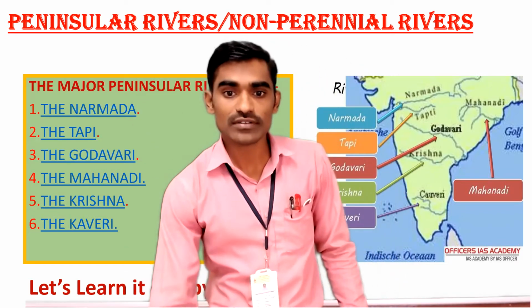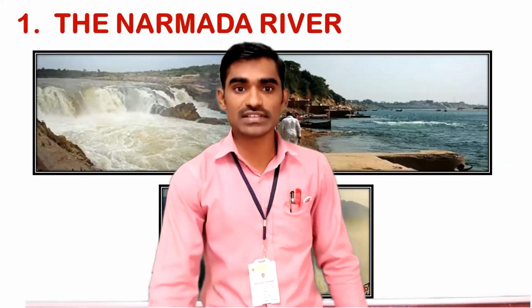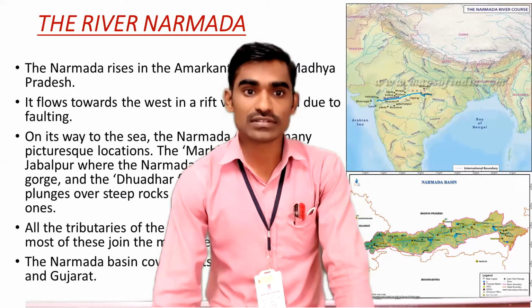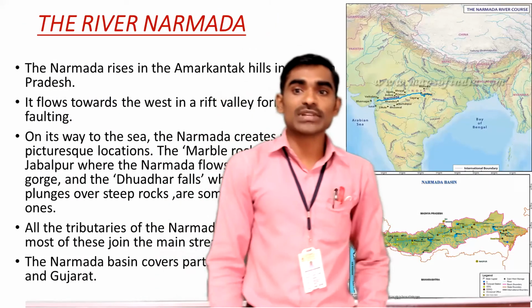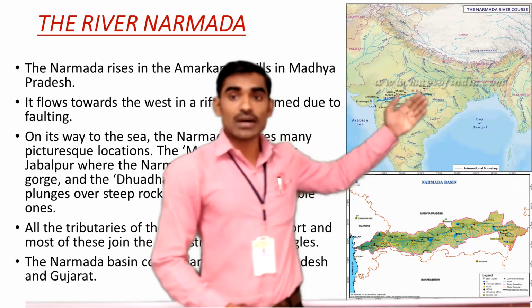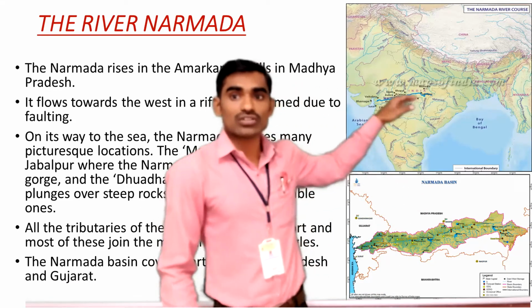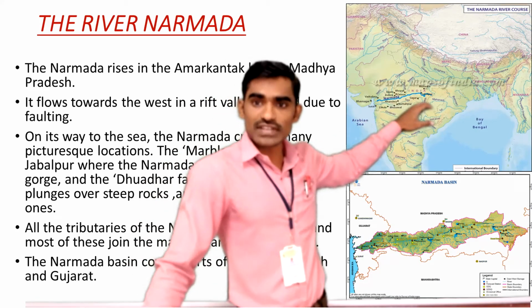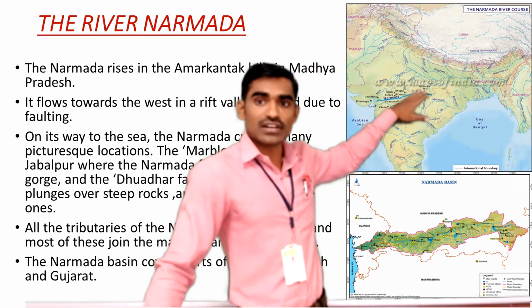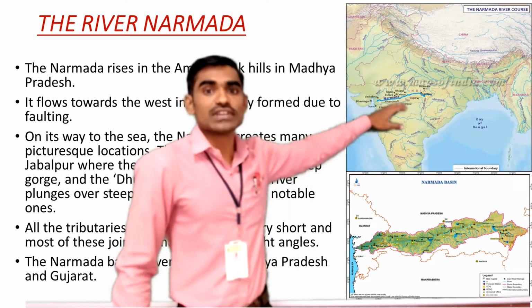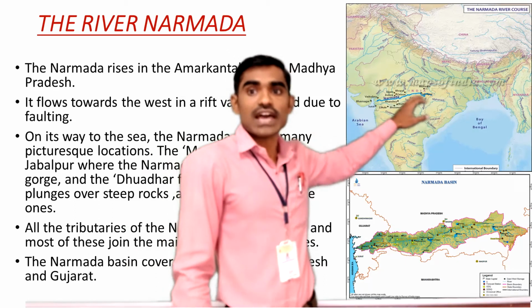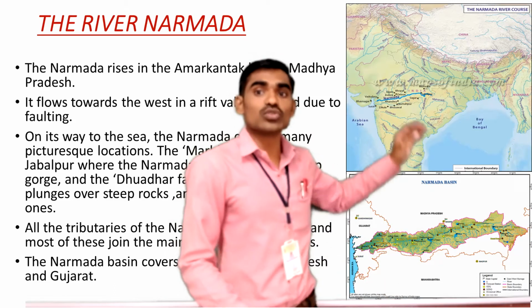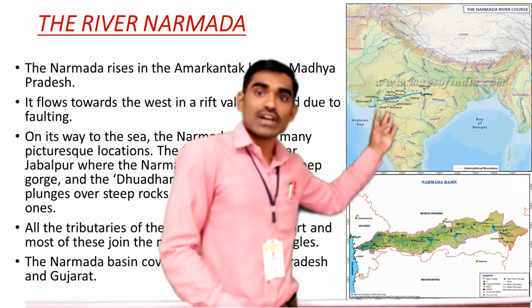Let's see where the Narmada River starts. These are a few images of the Narmada River, which you can see in the background of the screen. The Narmada River starts in the Amarkantak hills in Madhya Pradesh, on the borders of Maharashtra state and Madhya Pradesh state, towards the north side of Maharashtra state. There is a continuous hill range known as Amarkantak hills, and in these hills the Narmada has its origin. Afterwards, it flows through a rift valley towards the west side.